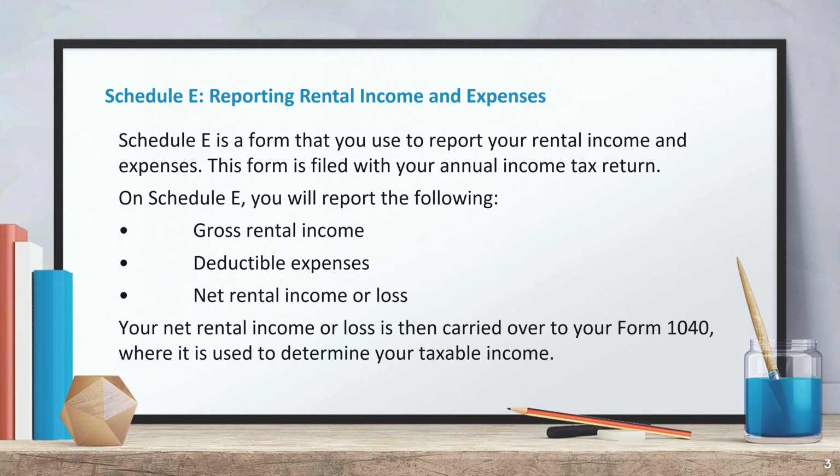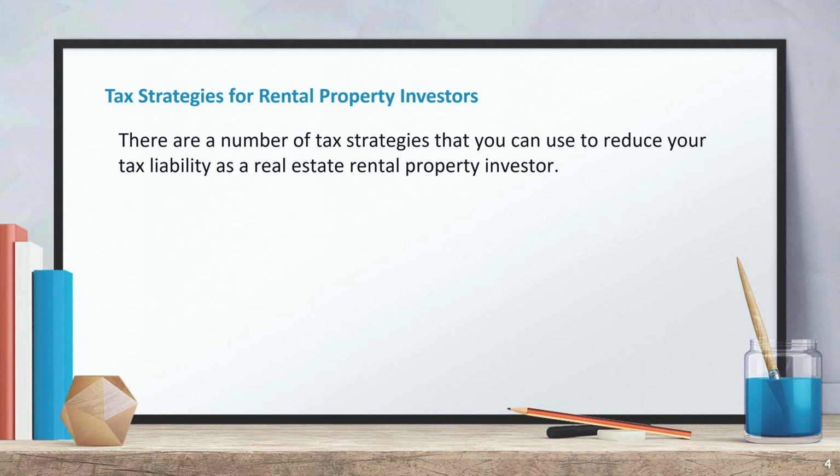Schedule E is a form that you use to report your rental income and expenses. This form is filed with your annual income tax return. On Schedule E, you will report the following: gross rental income, deductible expenses, and net rental income or loss. Your net rental income or loss is then carried over to your Form 1040, where it is used to determine your taxable income. There are a number of tax strategies that you can use to reduce your tax liability as a real estate rental property investor.